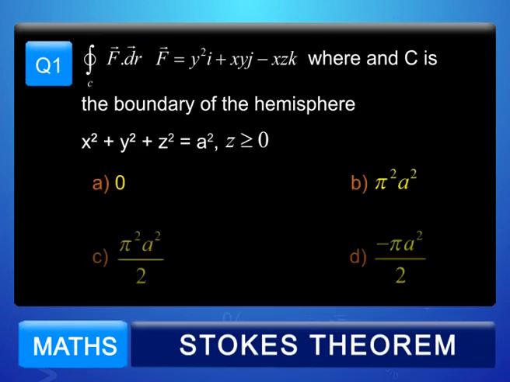Question number 1. Given the field f is equal to y square i plus xy j minus xz k, and C is the boundary of the hemisphere x square plus y square plus z square is equal to a squared, z greater than or equal to 0, what is the value of the closed line integral f dot dr?